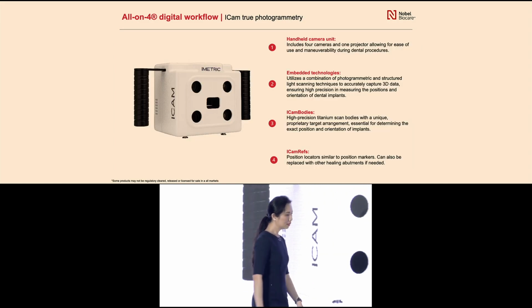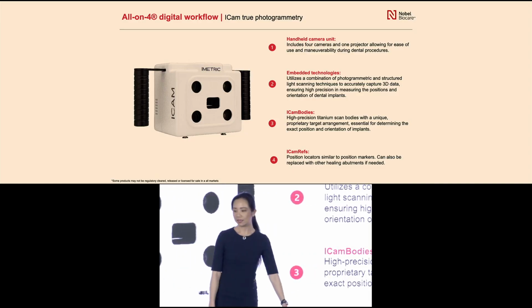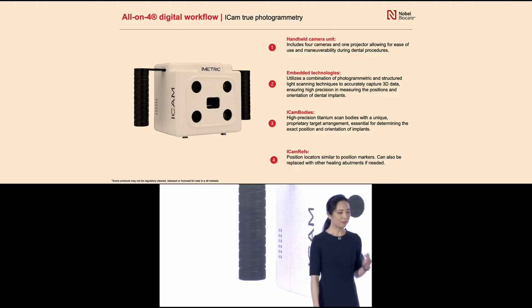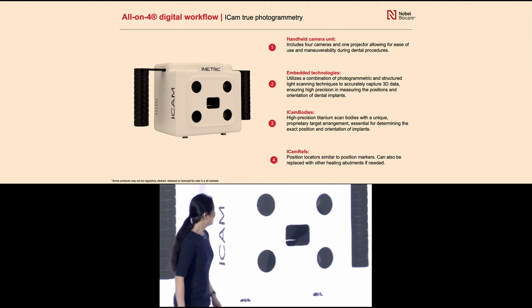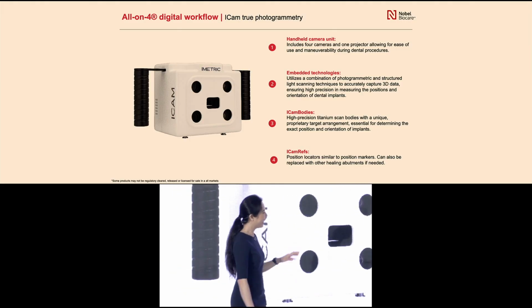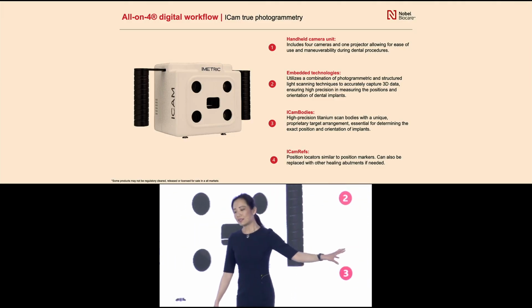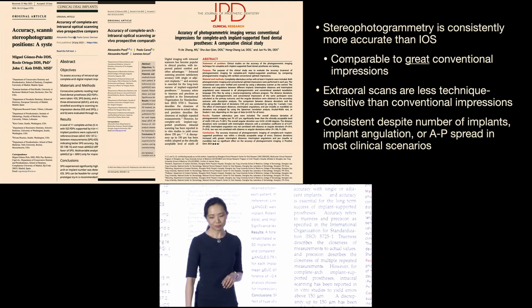So for all intents and purposes, I'm going to be going over the workflow at iCam today. You're going to see a lot of different types of photogrammetry on the market now. What makes iCam a little bit different is that it has 4 cameras. And they have titanium scan bodies, which not every system does. So this is very important to note.